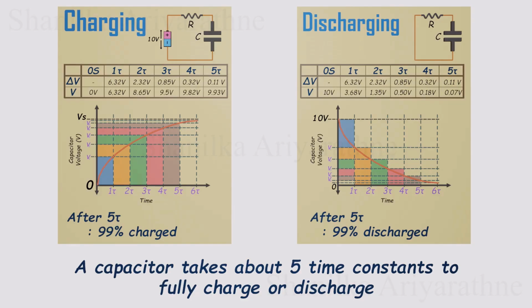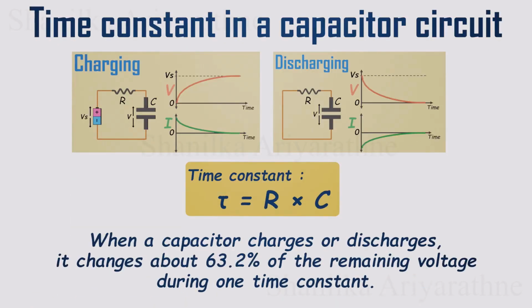Now you should have a solid understanding of the capacitor's time constant. The time constant tells us how fast the voltage across a capacitor rises or falls. And no matter where we start, after 1 time constant, the voltage always changes by about 63.2% of the remaining distance. But where does that magic number 63.2% actually come from? To find out, we'll need to dive into a little calculus. Don't worry, it's easier than you might think.